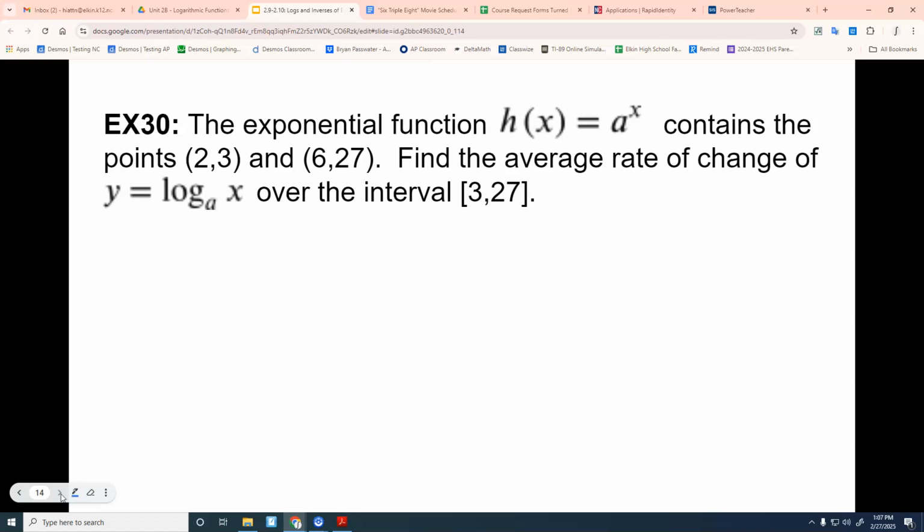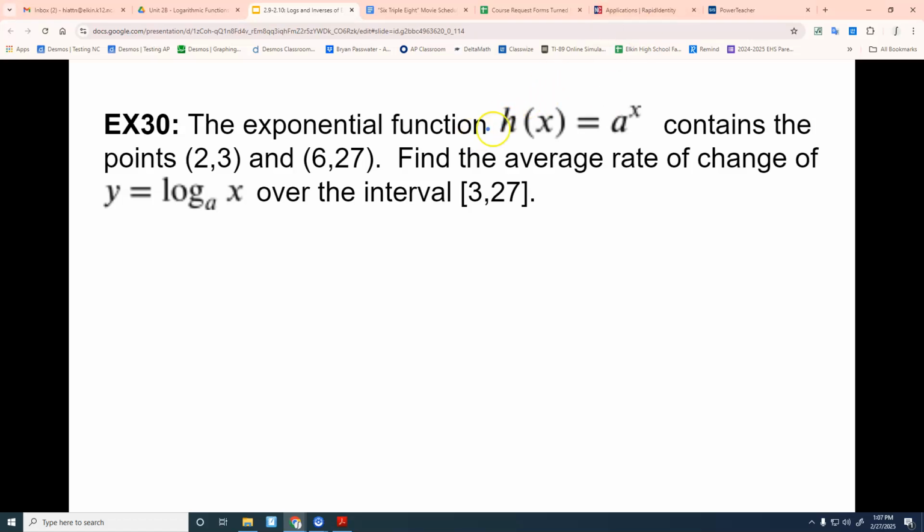So, the exponential function h of x equals a to the x contains the points 2, 3, and 6, 27. Find the average rate of change of y equals log base a of x over the interval from 3 to 27. So here's throwing in several things that we have done. This would be calculator inactive, so doing a regression and finding the equation is not an option. You would have to do it by hand, which would not be the easiest. But this one can be done pretty easily.